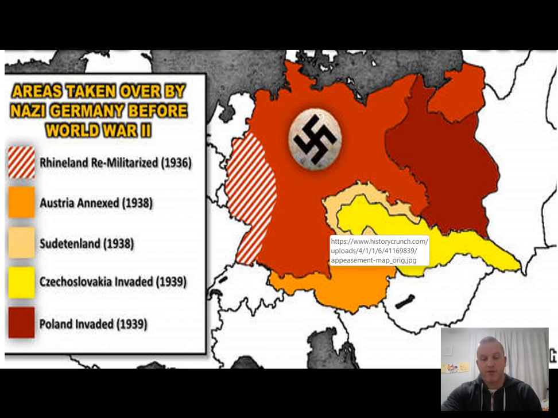And so in 1938 he literally invades. After he invades the Sudetenland, he threatens that he's going to invade Czechoslovakia. And so this is where they call for a two-day conference in Munich in 1938.